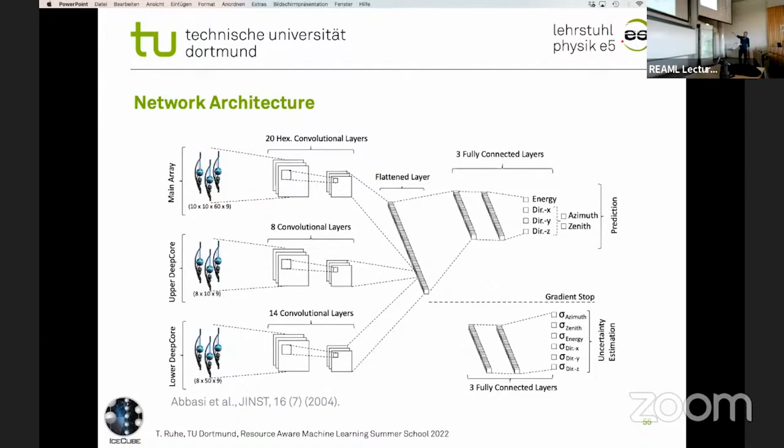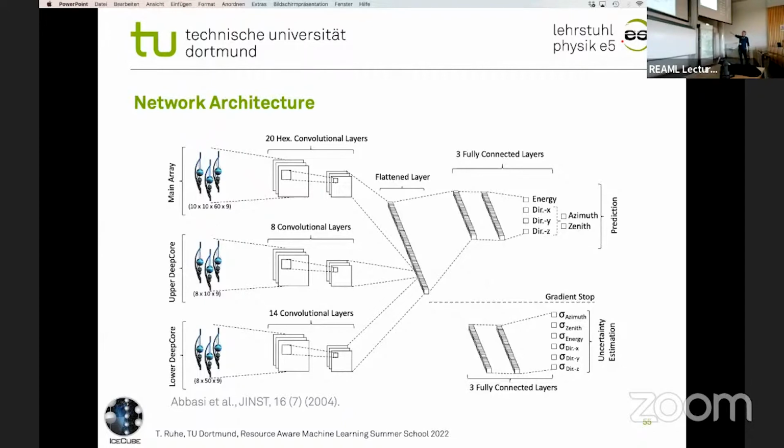20 hexagonal convolutional layers for the main array, then 1 flattened layer, 8 convolutional layers for upper DeepCore, 14 for the lower DeepCore, and then you have 2 subnetworks. This upper network then estimates the direction in X, Y, and Z, and then this direction X, Y, and Z can be combined to reconstruct azimuth and zenith.